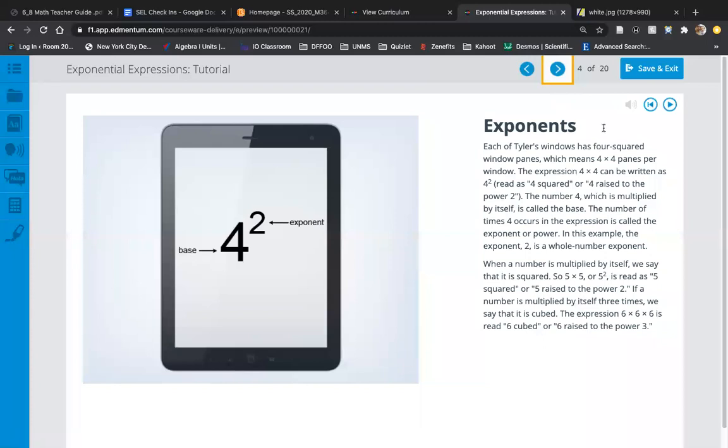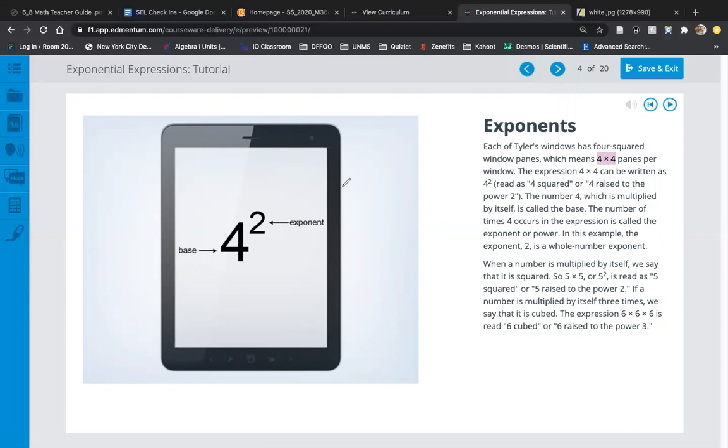Right? So now they're going to start introducing exponents. And again, if this gets confusing at all, let me know so I can stop and re-explain it, okay? It says each of Tyler's windows has 4 squared window panes, which means 4 times 4. So what they're telling us here is this expression 4 squared means the same thing as 4 times 4, right? I'm going to write that on the side over here.